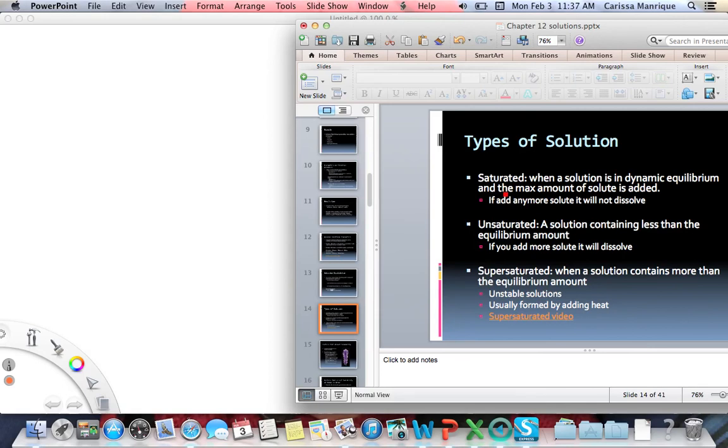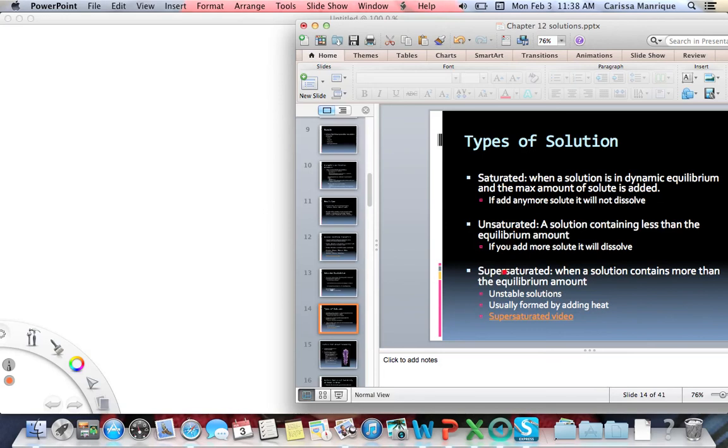Okay, remember at the very beginning we said the solubility of sodium chloride is 36 grams per 100 grams of water. So once you have dissolved 36 grams of that salt in the water, that is saturated, meaning you put the max amount of solute you can possibly put in there. Okay? Unsaturated is when you put less than that. So let's say instead of putting 36, which would be the maximum amount, I only put 30. Well, I can still add more, so it's unsaturated, meaning you can add more.